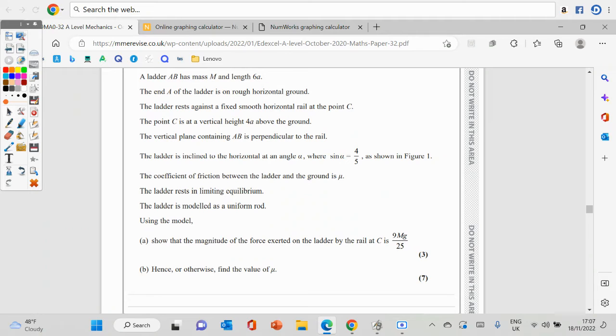The vertical plane containing AB is perpendicular to the rail. The ladder is inclined to the horizontal at an angle alpha, where sine alpha is 4/5, as shown in figure 1. The coefficient of friction between the ladder and the ground is mu. The ladder rests in limited equilibrium. The ladder is modeled as a uniform rod. Show that the magnitude of the force exerted on the ladder by the rail at C is 9mg over 25, and hence, or otherwise, find the value of mu.